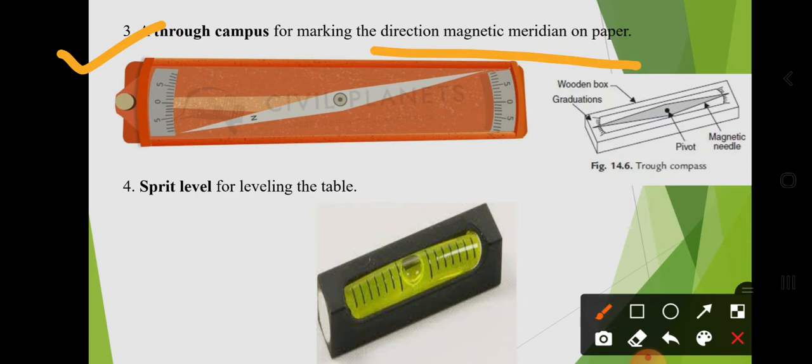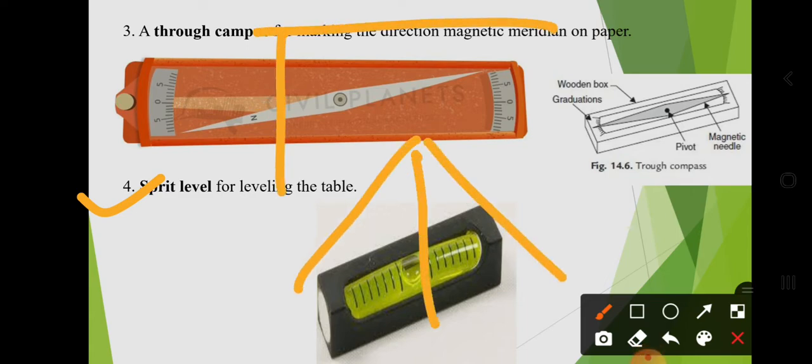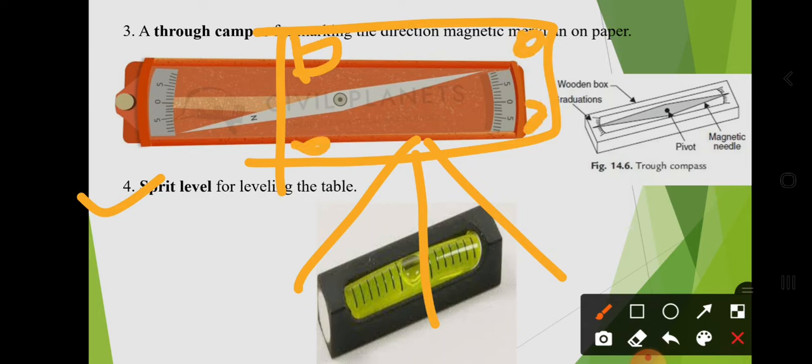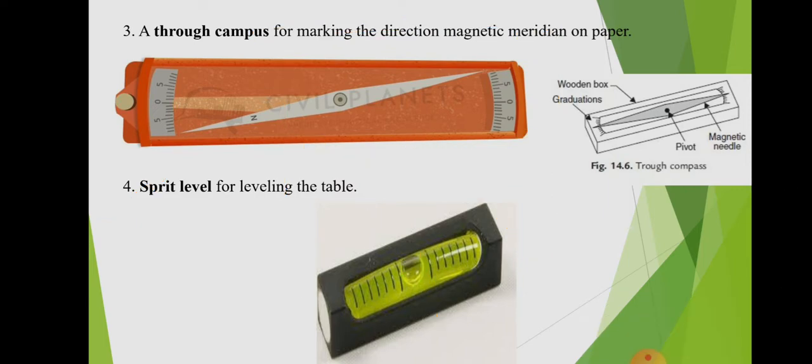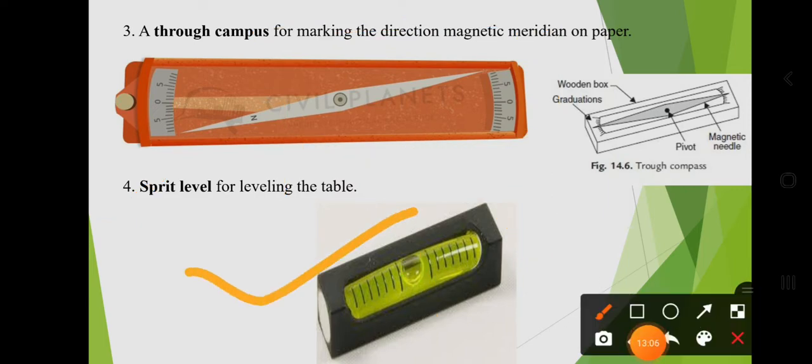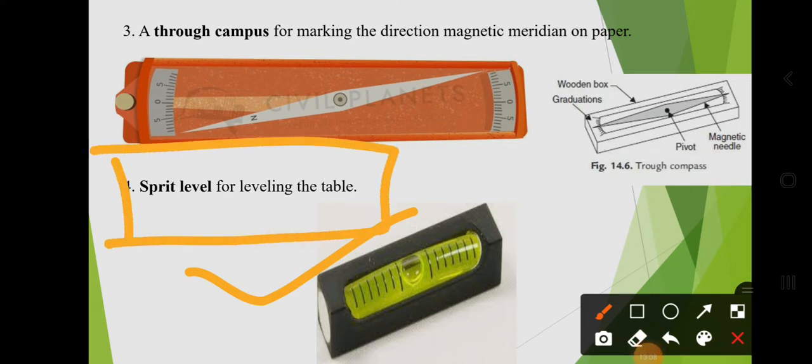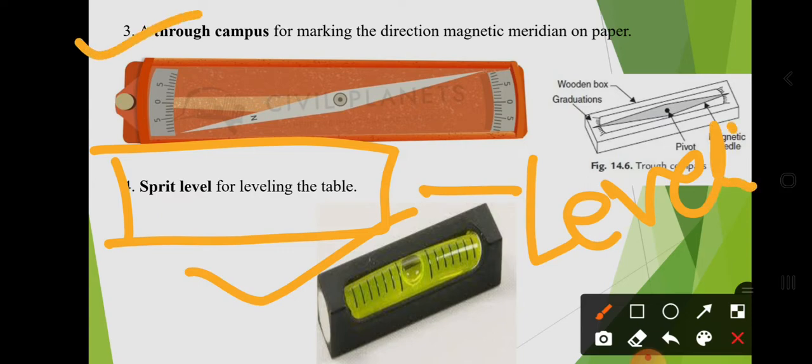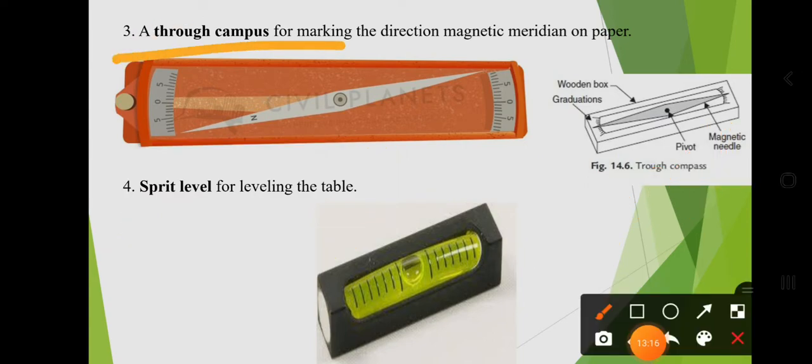Then the spirit level. That spirit level is useful for leveling purposes, because when we are fixing the drawing board on the tripod stand, that drawing board should be level. That's why keep the spirit level at the four corners and check whether it is level. If it is level, then the bubble should be at the center, and your leveling is completed with the help of the spirit level. Then why are we using a spirit level? We are using the spirit level for leveling purposes. And why are we using the trough compass? We are using the trough compass for marking the north direction on the paper.